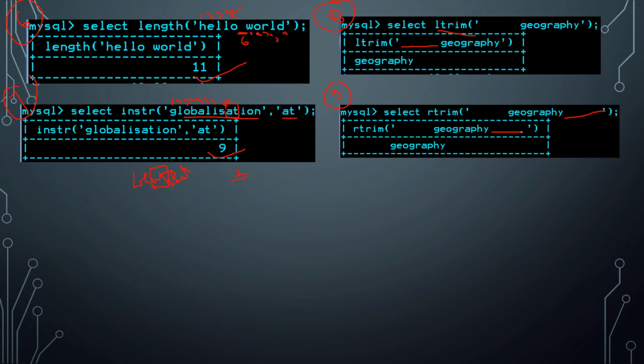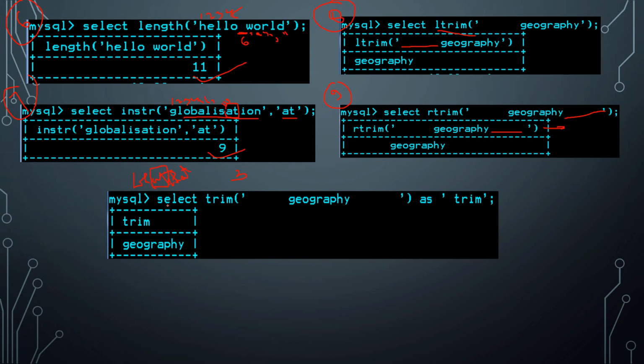Now in this we are not able to check whether it is removed or not because of our column name. So I will just use column aliasing here. As I've told you earlier, in the select command we use column aliasing by using the as keyword. So you can see over here, select trim. Trim is used to remove both leading and trailing spaces. Here it is leading and trailing, and here I am giving as trim. It will remove the left space and the right side space, leading and trailing. So you can see over here it is removing both the spaces.